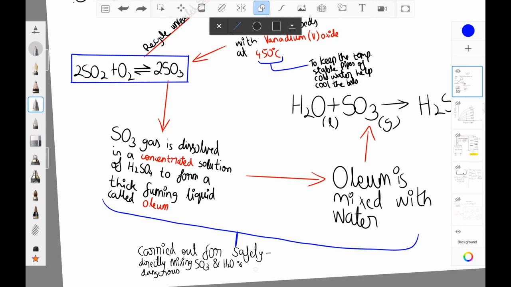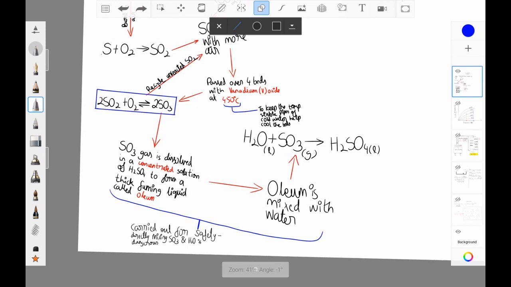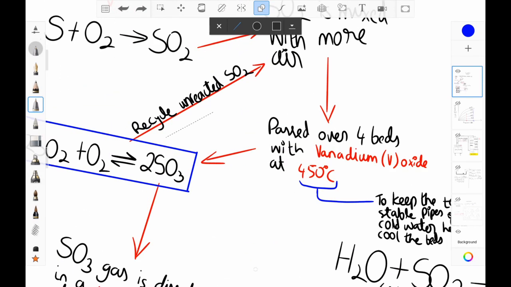You carry out this two-step process to make it safer. So the first part is forming oleum, where you take the sulfur trioxide gas and mix it with a concentrated solution of sulfuric acid, and then you mix the oleum with water so that the sulfur trioxide can react with water safely to produce sulfuric acid. Now remember, this is not a closed system either, because you're recycling the unreacted SO2.